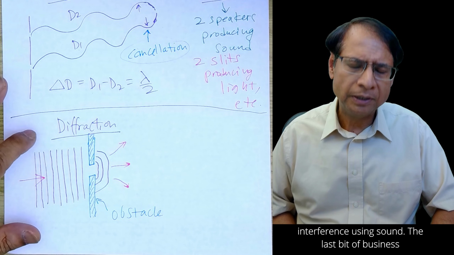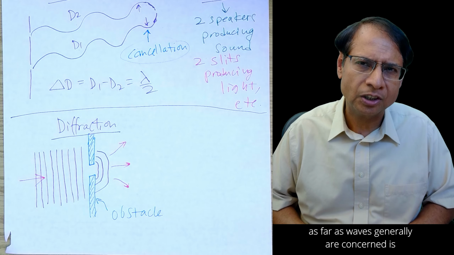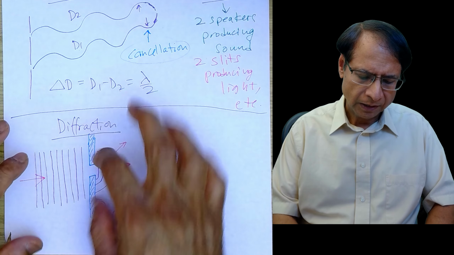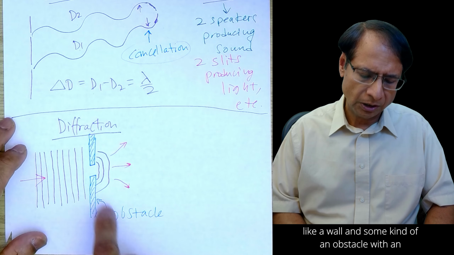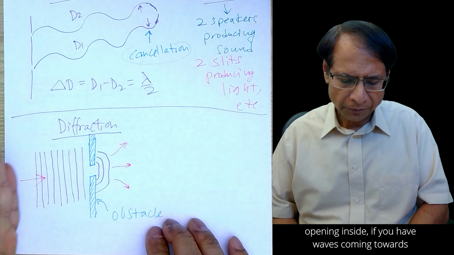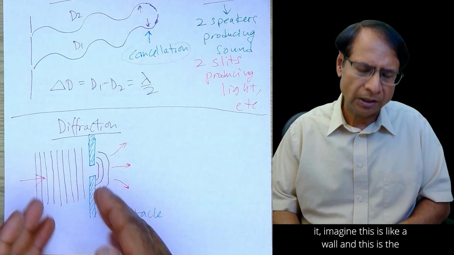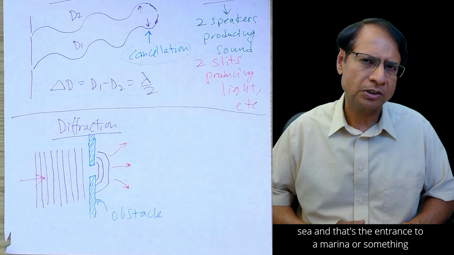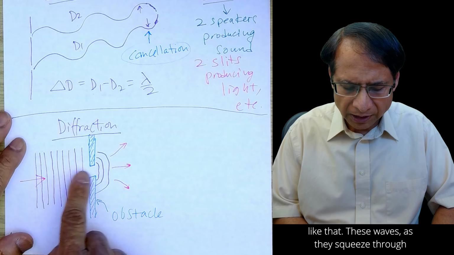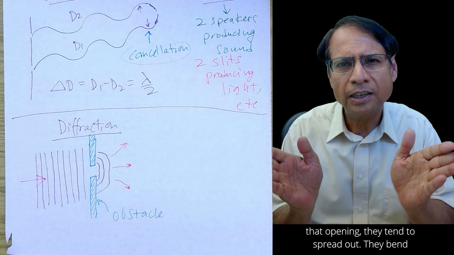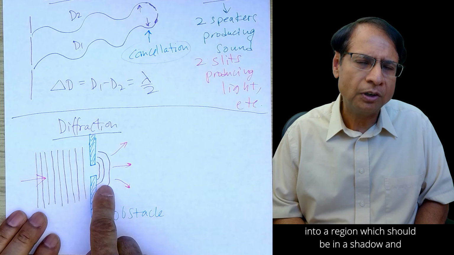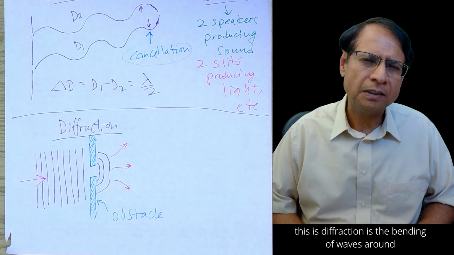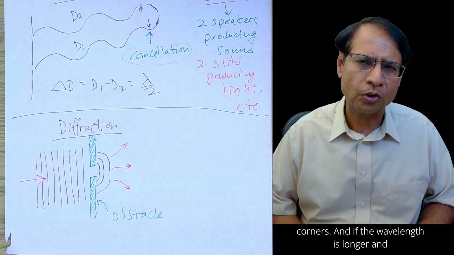The last bit of business as far as waves generally are concerned is diffraction. If you have a blockage over here, like a wall and some kind of an obstacle with an opening inside, if you have waves coming towards it, imagine this is like a wall and this is the sea, and that's the entrance to a marina or something like that. These waves, as they squeeze through that opening, they tend to spread out. They bend into a region which should be in a shadow. And this is diffraction, is the bending of waves around corners.